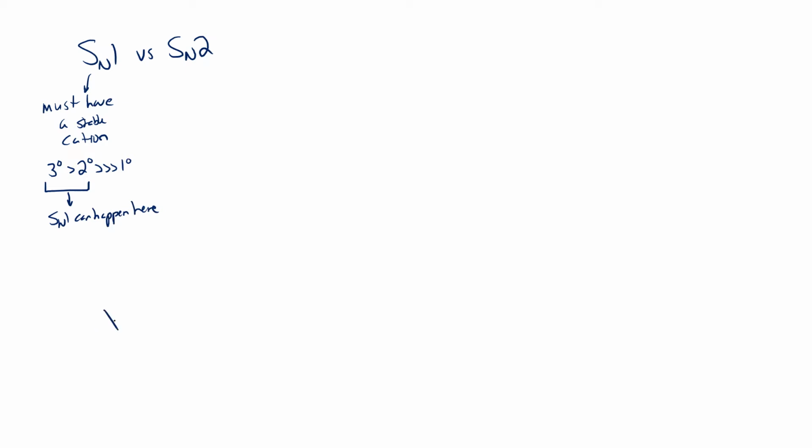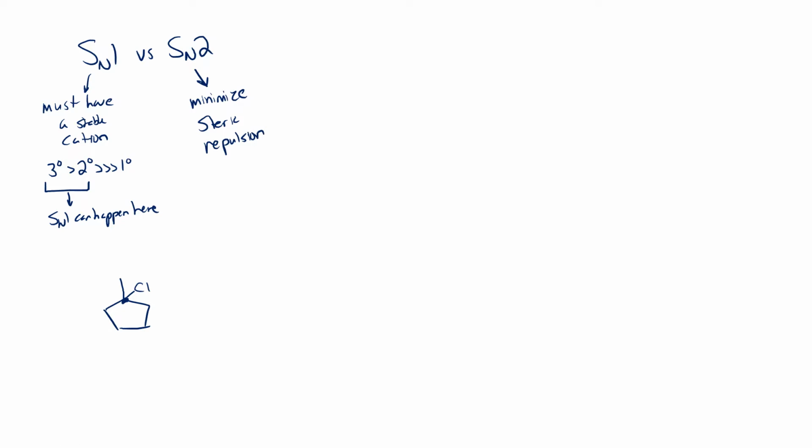Right, so if we have something like this, right, then we have a leaving group attached to that tertiary position, right? We would look at this and say, okay, SN1 can happen here because we could lose this leaving group, make a carbocation, and go onward, right? SN2 reactions want to minimize steric repulsion.